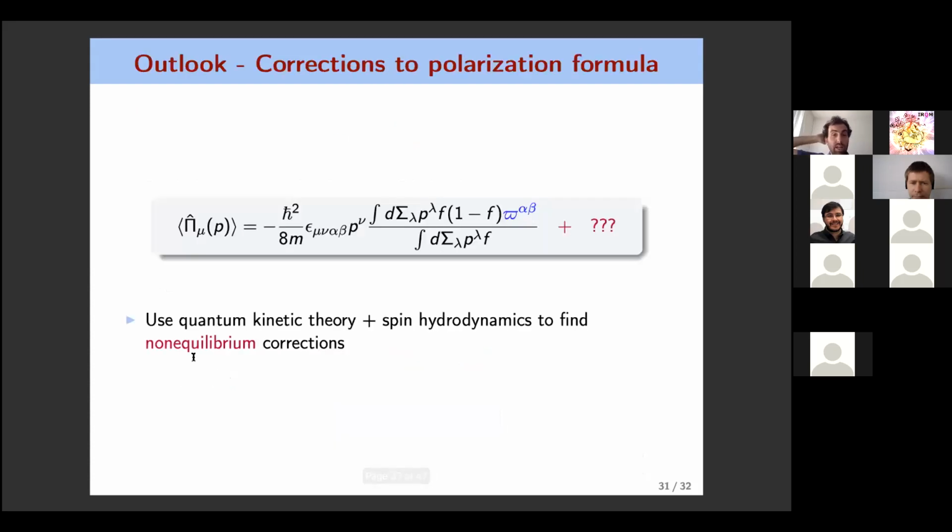Now, just as an outlook, what we want to do with this machinery is to calculate the deviations from the usual formulas of the polarization vectors, to find effects in observables in heavy ion collisions, and that's what future work would lead us to.